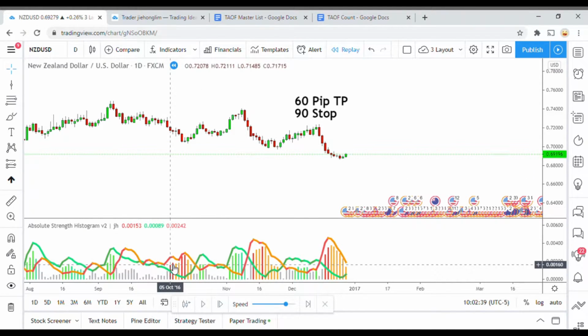Oh, and then of course we have the lines themselves, which again, I believe they are a confirmation of trend direction.